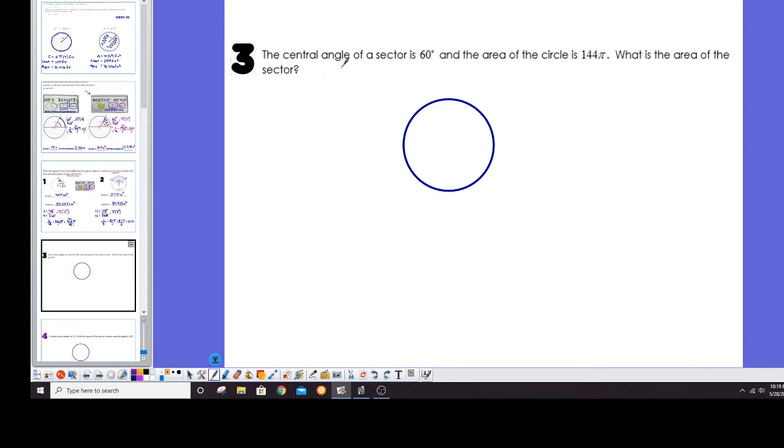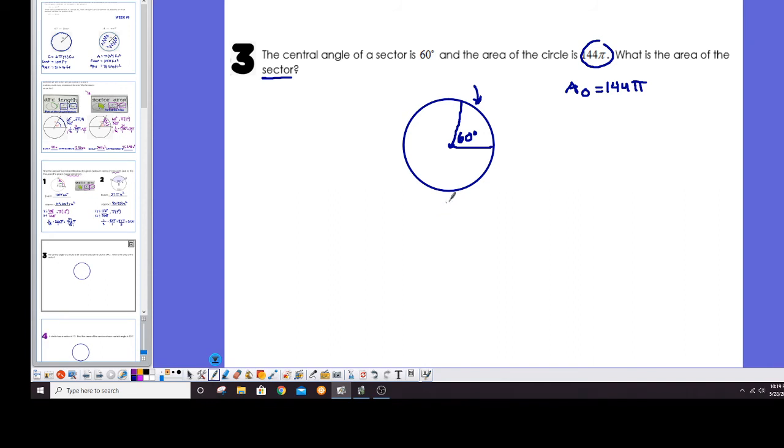The central angle of a sector is 60 degrees. All right, the central angle of a sector is 60 degrees. Here's my radius. I don't need to draw this perfectly, but let's say that's my 60 degrees, okay? I'm done with that. And the area of the whole circle is 144 pi. So this is important. The area of the whole circle is 144 pi. What is the area of the sector? What is the area of this portion of the circle?